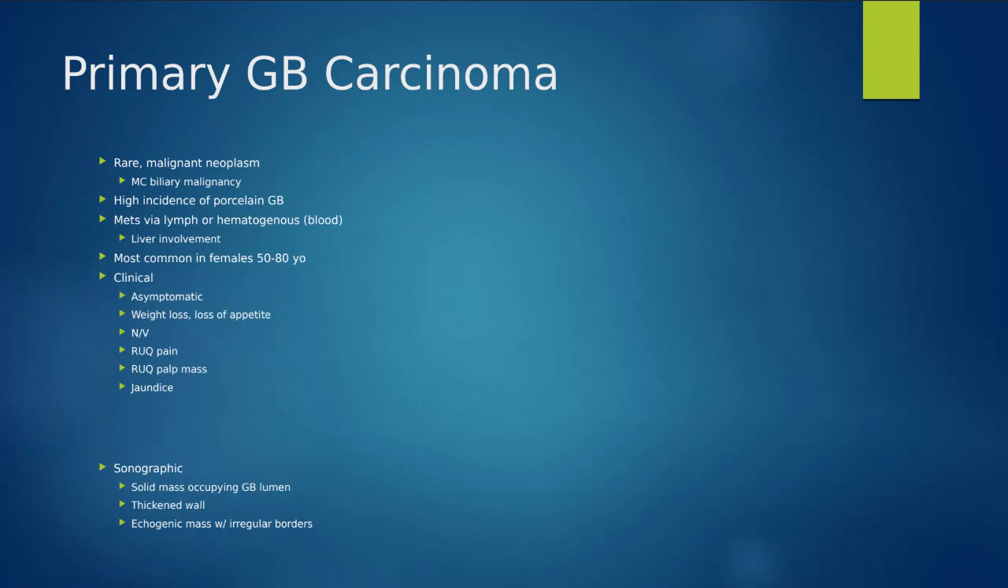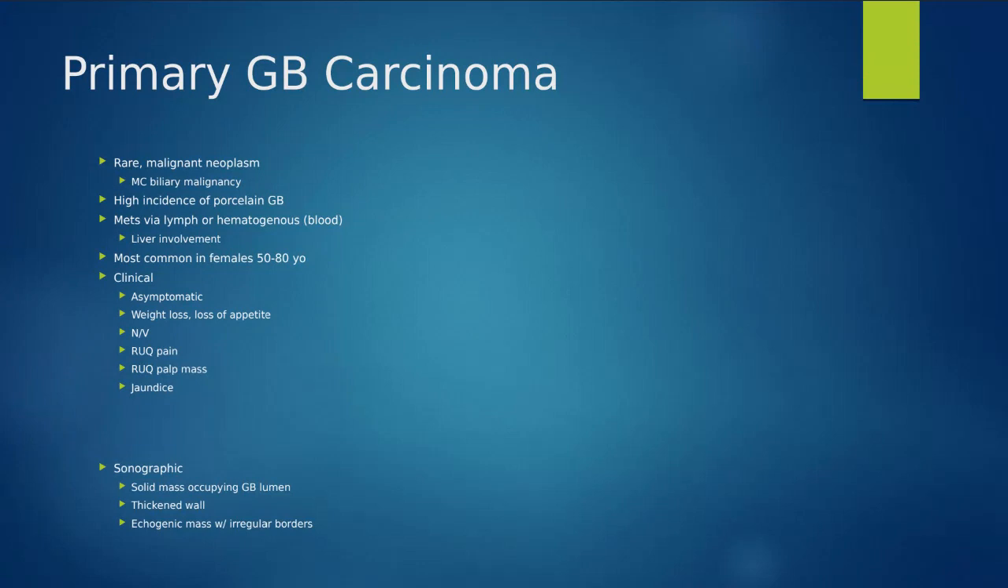These are the ones that are associated with porcelain gallbladder. If we have primary gallbladder carcinoma, it is going to metastasize to the rest of the body by the lymphatic system or by our blood vessels. But its first stop and its main stop is going to be the liver. And as we know, once we have metastatic spread into the liver, it's pretty unfortunate for our patients. It can pretty much spread like wildfire from the liver. Again, most common in women, 50 to 80.